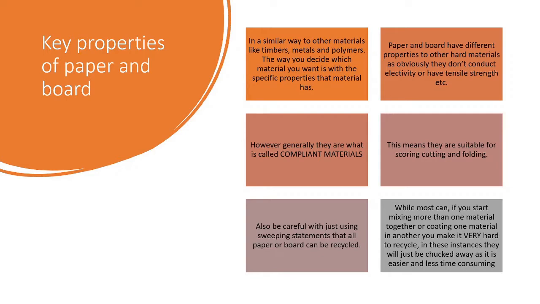Obviously, with paper and card, they don't have the same types of properties as woods, metals and plastics. You don't have things like tensile strength or elasticity or conductive strength or anything like that. Generally they are what is known as compliant materials. What that means is that you can cut it, you can score it, you can fold it. Like with craft knives, you can cut into a net and fold it over, that type of thing.